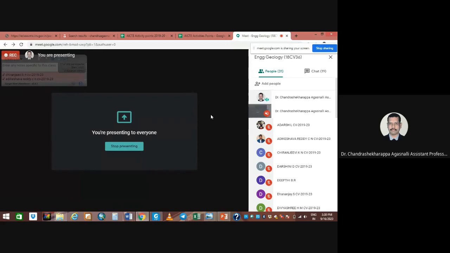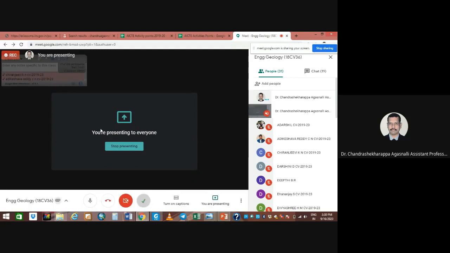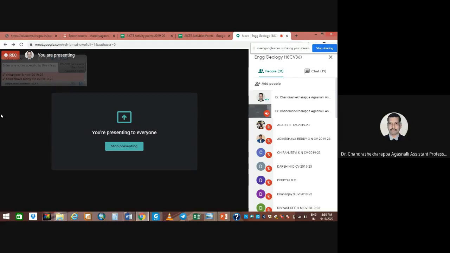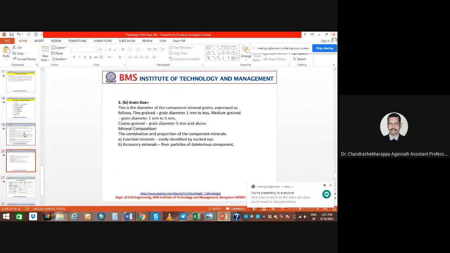Could anybody give an example of igneous rocks? Granite, yes, correct. That's right. And next, basalt. Granite and basalt, those two rocks you have seen. You can easily identify them. And granite, basalt, diorite, dolerite, you can say those things, so that you can easily understand.